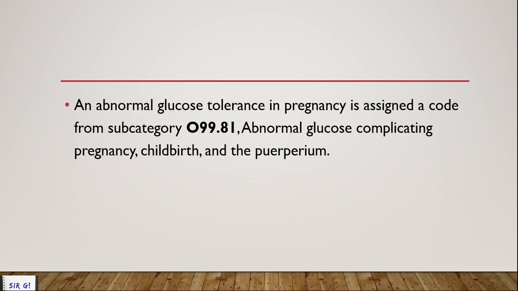An abnormal glucose tolerance is different from gestational diabetes because you have O99.81 for abnormal glucose complicating pregnancy. When you say abnormal glucose tolerance, it's just the uptake of glucose. For gestational diabetes, we are talking about the number, okay, of glucose in the blood. Okay.